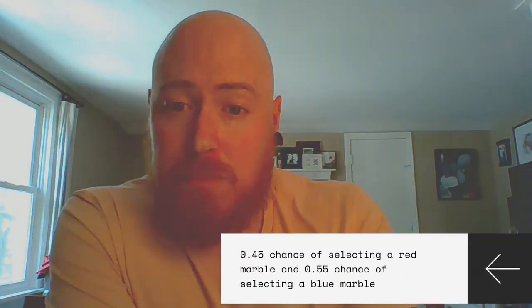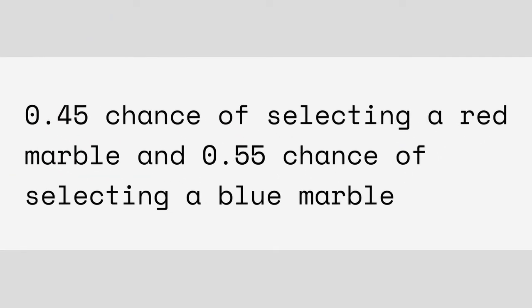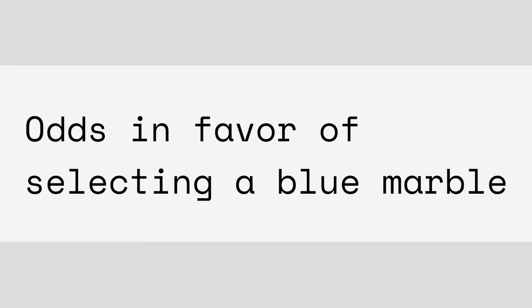So, for example, suppose I have a 45% chance or a 0.45 chance of selecting a red marble and a 0.55 chance of selecting a blue marble, okay? And suppose all the marbles are either red or blue, so they're mutually exclusive and mutually exhaustive possibilities here, okay? Well, the odds in favor of selecting a blue marble, based on the fact that I have a 0.55 chance of selecting a blue marble, would just be this.